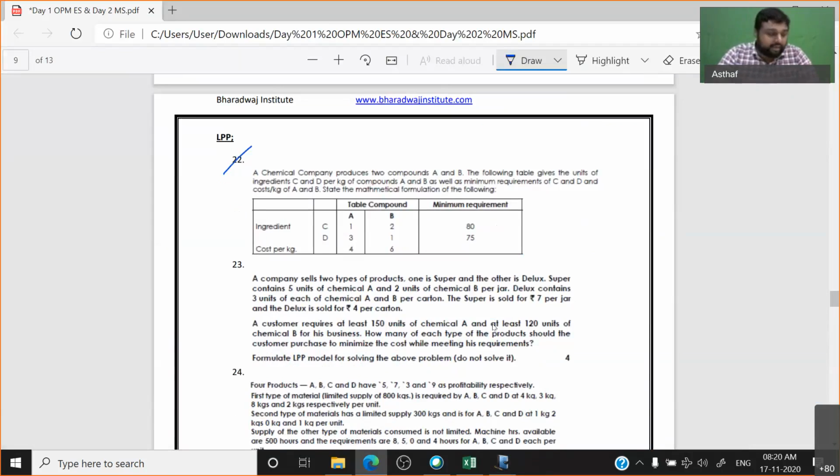A chemical company produces 2 compounds A and B. The following table gives the unit ingredients C and D per kg of compound A and B, as well as the minimum requirement of C and D. State the mathematical formulation. They are asking for the minimum requirement, so it is a case of minimization.